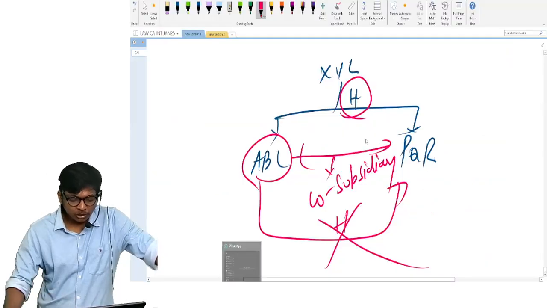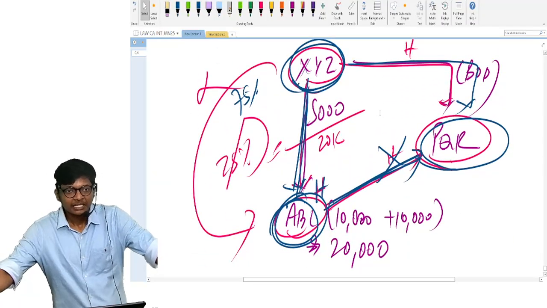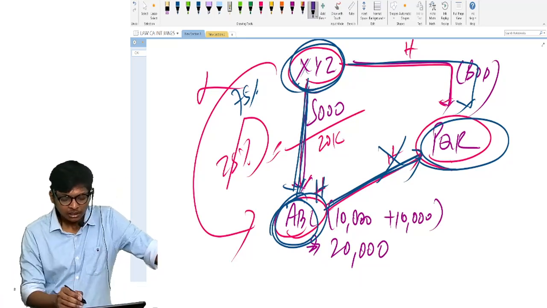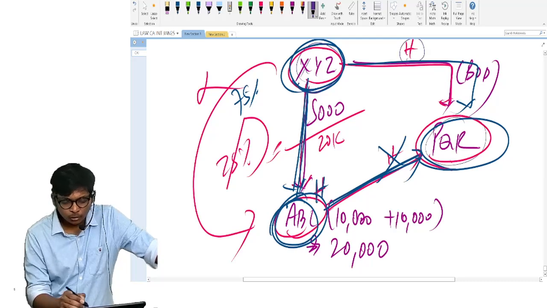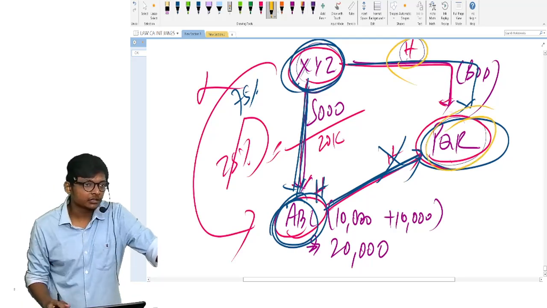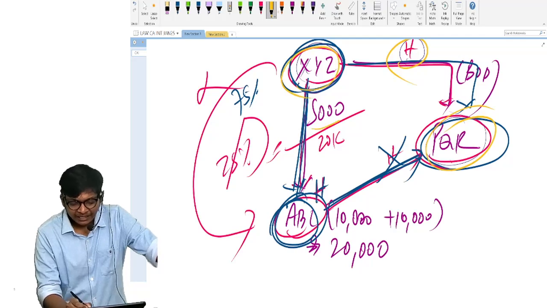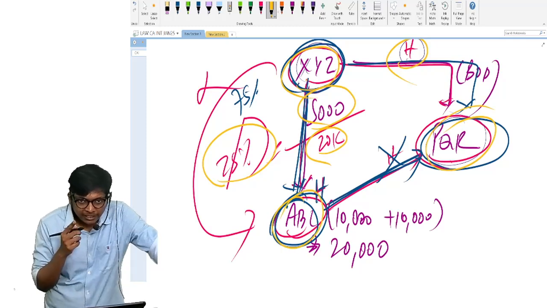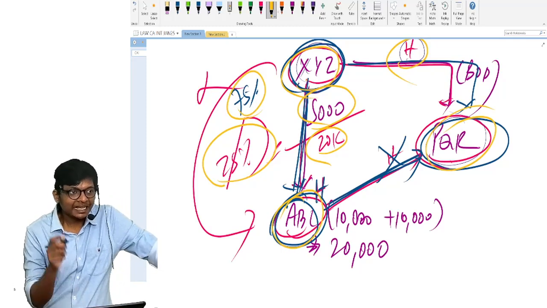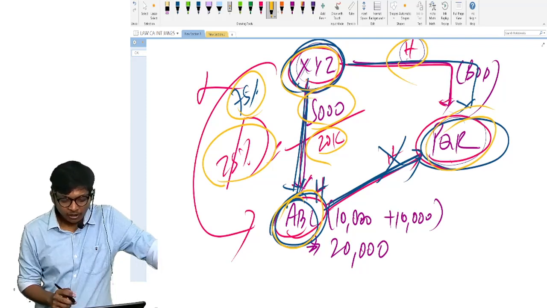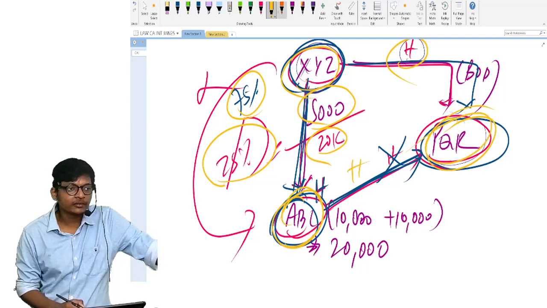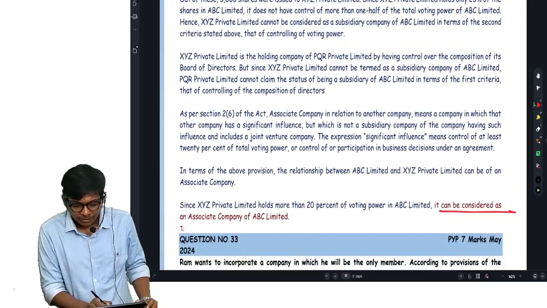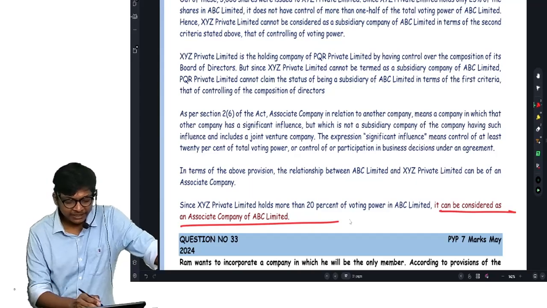So first you have to draw this diagram. How to present this? Again write definition of holding subsidiary, full thing. And then you should establish few facts. Yes, XYZ is holding of PQR, which is given in the question because you control composition. XYZ has only 5,000 out of 20,000 shares, which is less than half. Therefore, XYZ is not the holding of ABC. It is only an associate, 25%. For this reason, ABC cannot be holding of PQR. Let's go check the answer. I don't know, but yeah. It can be considered only as an associate company in the terms of above provision.